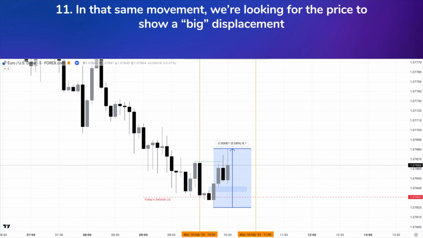Step number 11, we're going to look if the price is actually showing us a big displacement. And so if it's moving away from the sell side liquidity. And it looks like that the price is moving away from the sell side liquidity, and so we can check the box. I'm not super enthusiastic about these price movements, but it could still be okay.